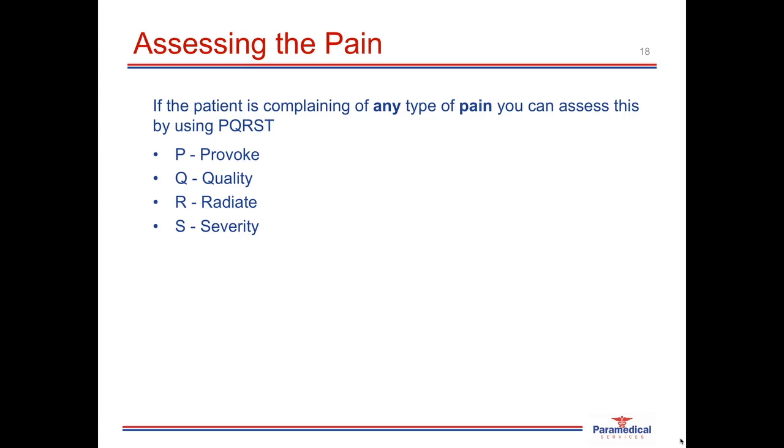S is the severity. What is the score out of 10? So if 0 is no pain at all and 10 is the worst pain somebody has ever felt, they need to give us a score of their pain on a scale of 1 to 10. And T is the time. So when did the pain actually start?